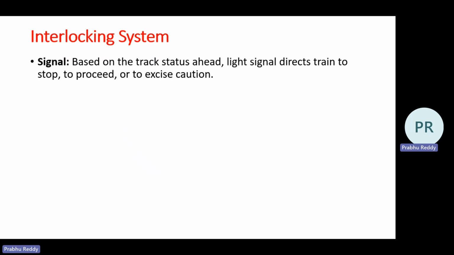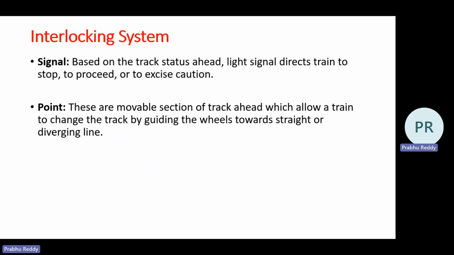Okay, and the second component in the interlocking system is a point. These are the movable sections of a track ahead, which allow the train to change its track, by guiding the wheels to follow the straight path or to follow the diverging line.